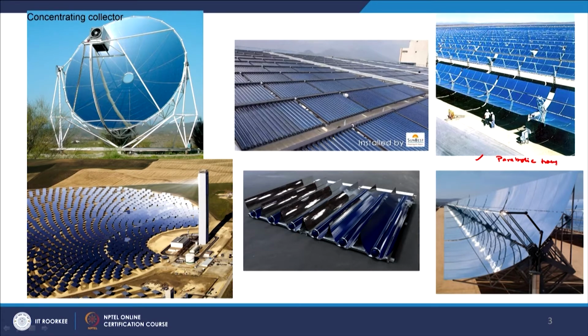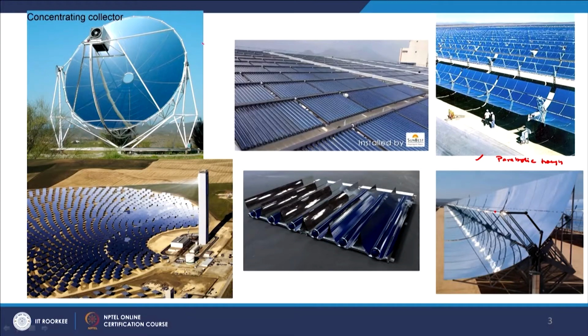So, we have parabolic mirrors in lines, and there are tubes at the focal point, and through these tubes water is basically being passed, and this concentrated power heats the temperature of the water significantly. Then this heated water can be converted into steam, and that steam can be used to generate power. Then we have a dish type system.